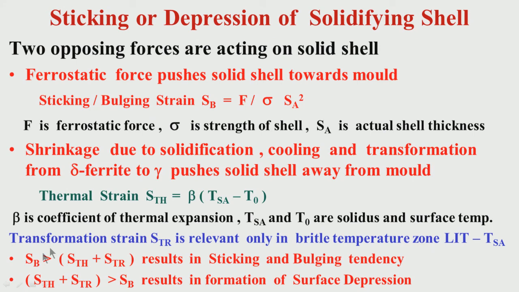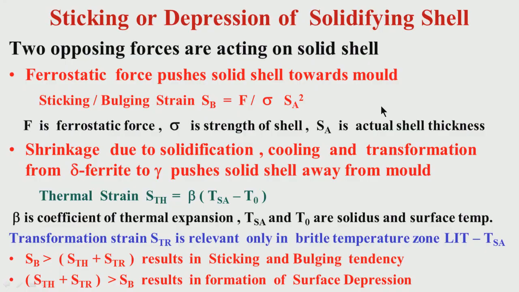The shrinkage strain has two components, one is thermal and the other is transformation. So, the two together are important. If SB, the bulging strain, is more than the shrinkage strain due to thermal shrinkage as well as transformation shrinkage, then there will be sticking inside the mold and bulging below the mold. And if the reverse happens, that means if the addition of the shrinkage strains, thermal and transformation, is more than the strain caused by the ferrostatic force, then what is the consequence? This will result in formation of surface depression.